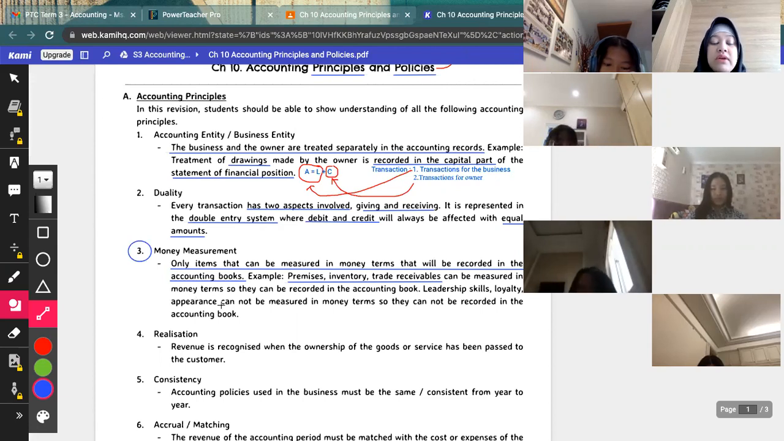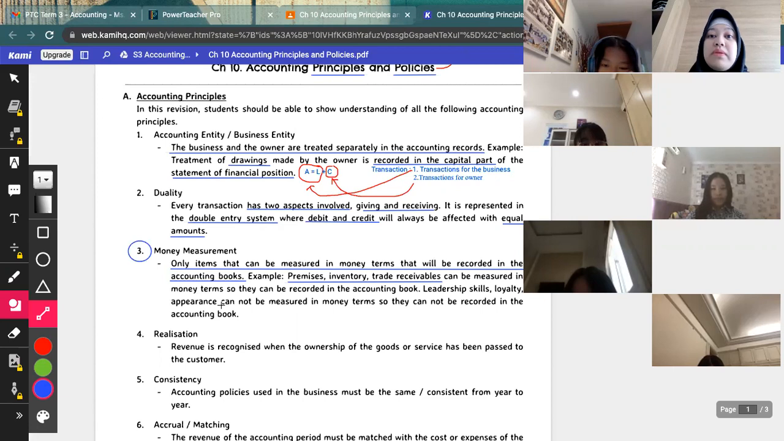Now, the next question is, are there any items that cannot be measured in money terms, but bring benefit to the business?